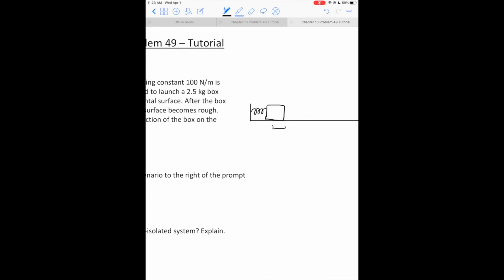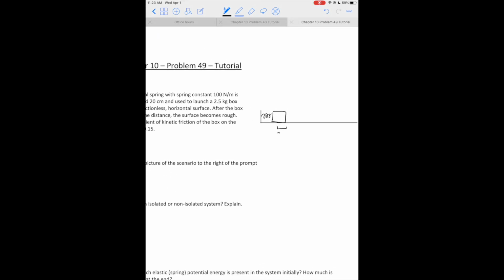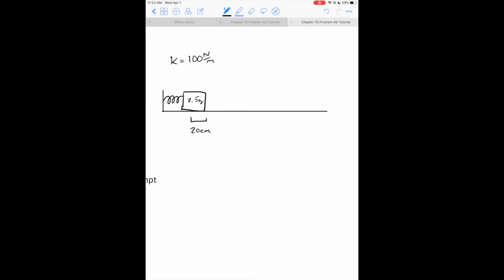We've displaced this, I believe it's 20 centimeters. We'll have to change that to meters in a second. Our K value is 100 newtons per meter. We know that this is a 2.5 kilogram box. And then some distance later, we have some friction. Maybe let's do a different color. I have some friction here, and it continues on, and we're saying that the coefficient of kinetic friction here is 0.15.